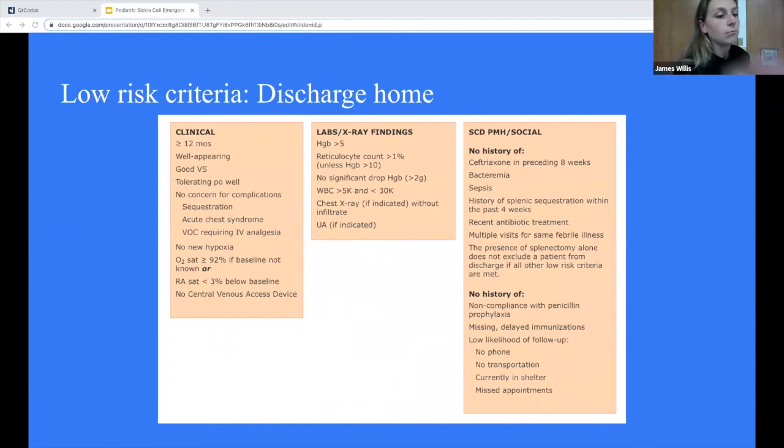And some lab findings for low risk criteria. So if patients have a white count that's between 5 and 30,000, you can discharge them. If they don't have any chest x-ray findings, if they have a negative UA, if their reticulocyte count is less than 1% and hemoglobin greater than 5, then you can discharge them.